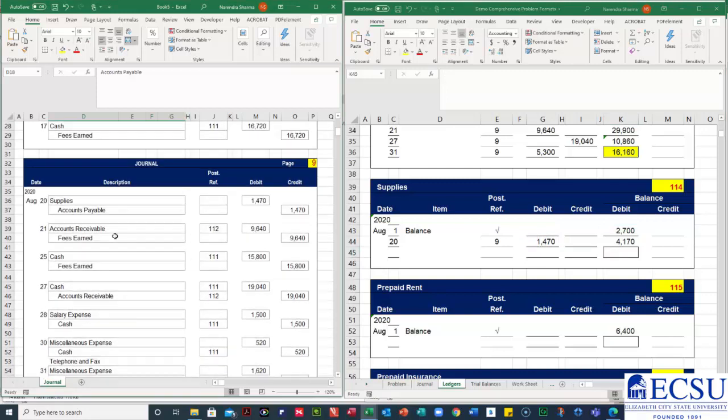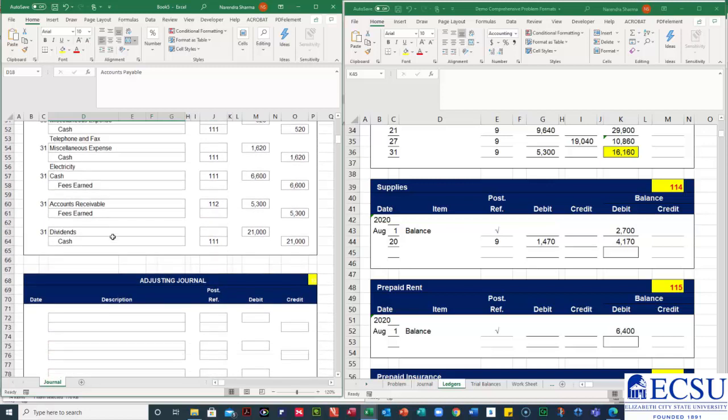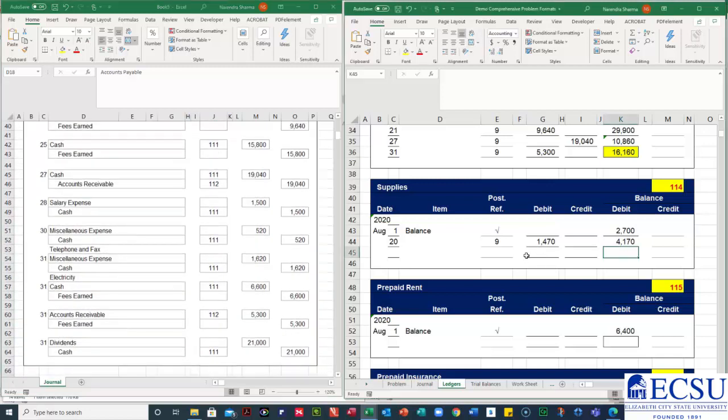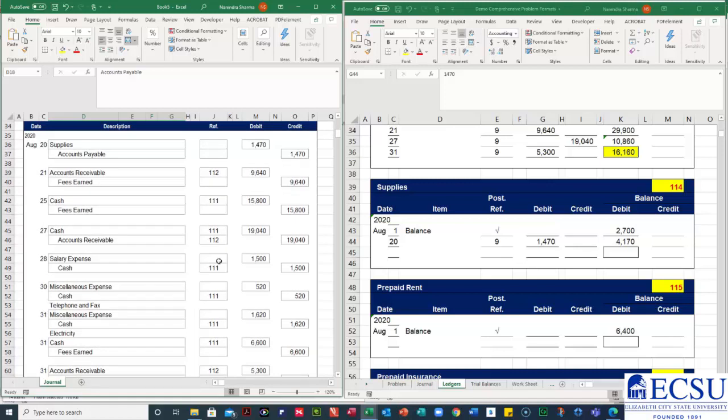So now is there any other supplies? No supplies. So I don't have any supplies, so that is all. And of course, wherever was that supplies, I need to write that was on August 20. I need to write 114. Okay, now I'm taking care of the supplies.